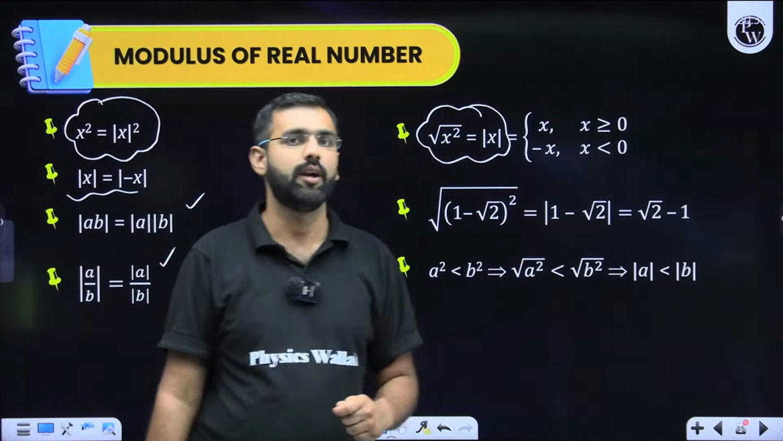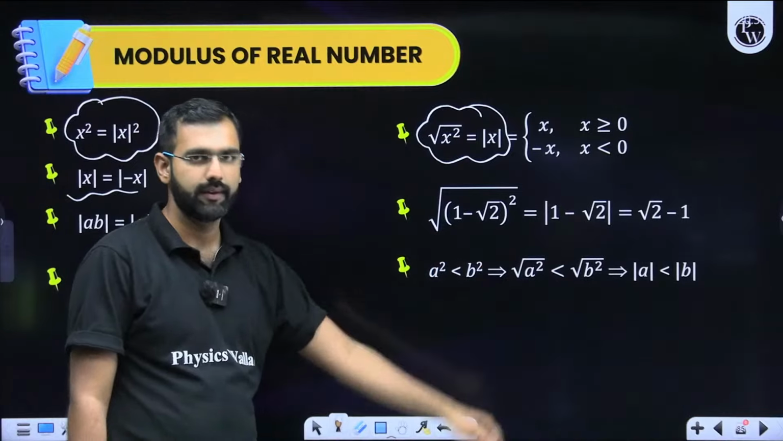All the participants? Now from here, a square less than b square, as we have just discussed, will give me mod a less than mod b. I hope you got this part.